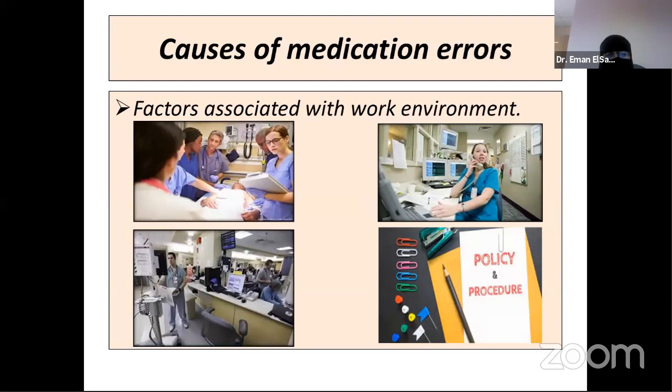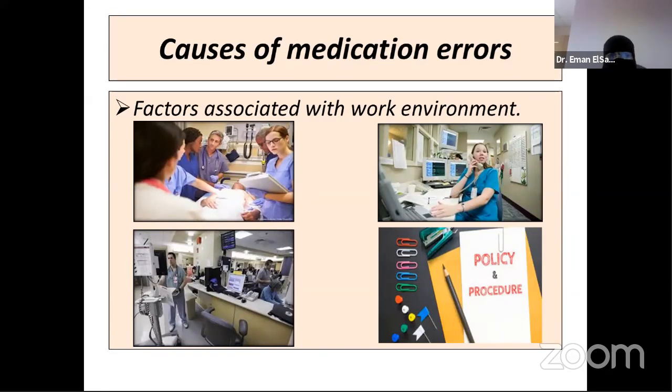There are no policies and procedures. There are no protocols. Overwork for the staff. Insufficient equipment to perform the procedures for the staff.